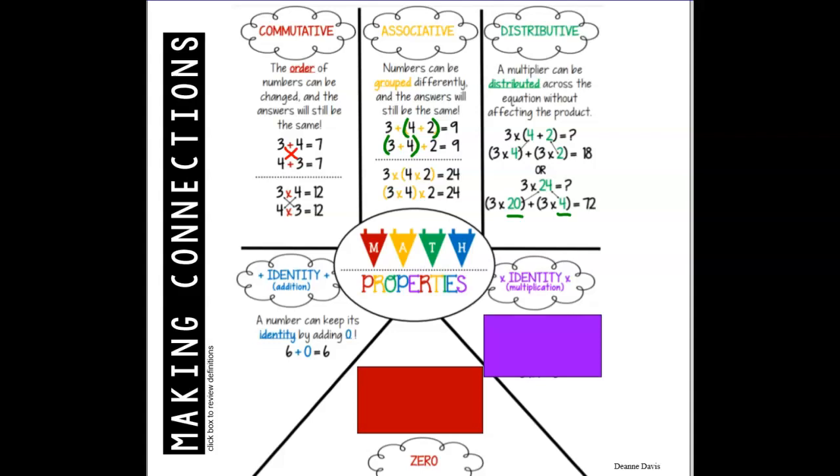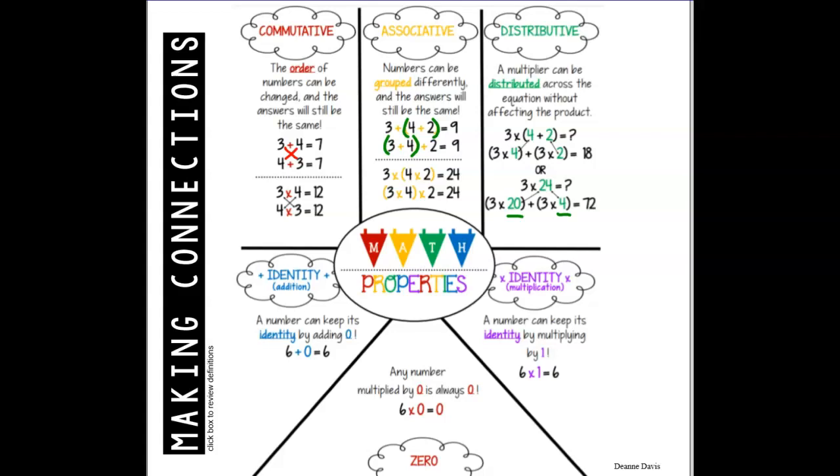We also talked about the identity property in multiplication. Any number can keep its identity by multiplying it by 1. And finally, our zero property. Any number multiplied by 0 is always 0. So if you keep these properties in mind when we're solving problems this year, it'll make it a lot easier to solve some of the problems mentally, or for you to break them down in ways that become numbers that you like to work with and make it easier to come up with the answers.